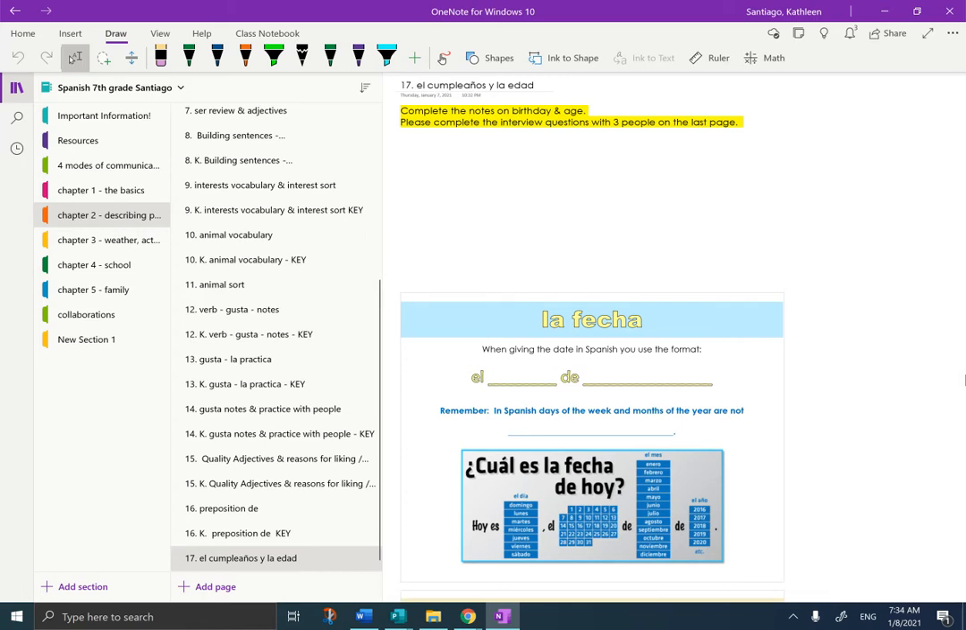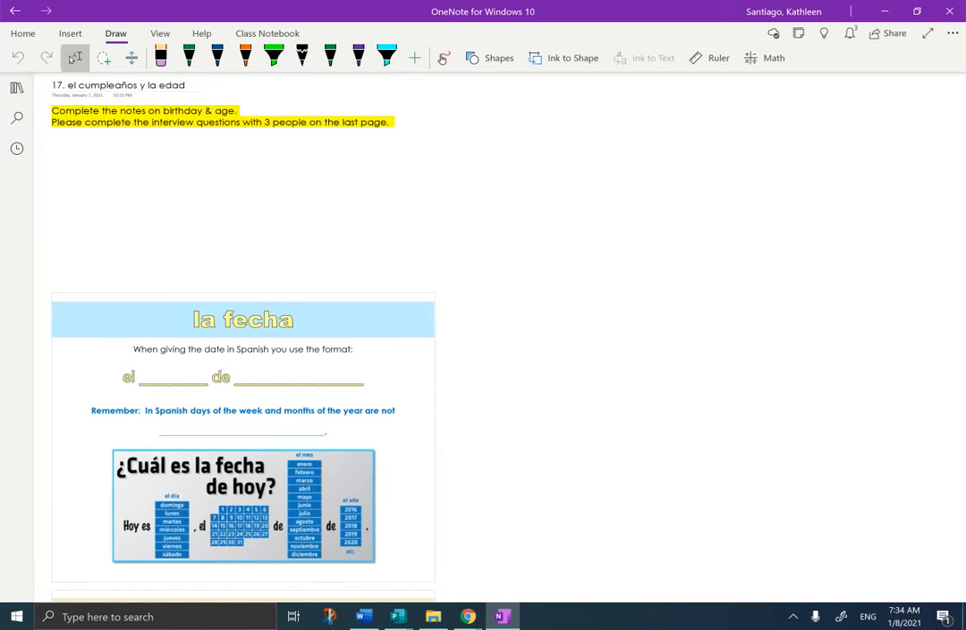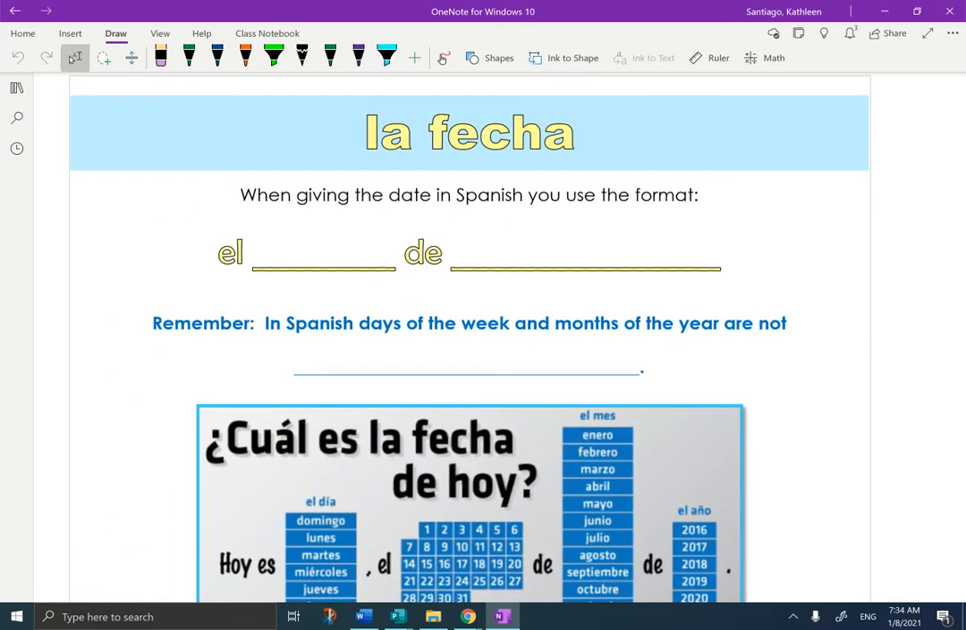So I'm in your OneNote, Chapter 2, page 17, El cumpleaños y la edad. I'm going to eliminate the table of contents and make the notes big. Today's notes are short. So la fecha, remember, la fecha means the date.